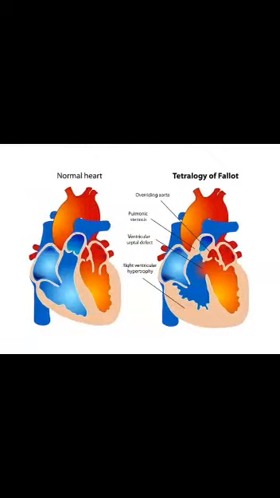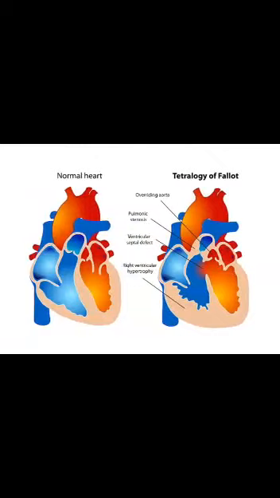You can see in this image, in overriding of the aorta, the aortic valve which opens to the aorta is enlarged and seems to open from both ventricles rather than from the left ventricle only, as in a normal heart. In this defect, the aortic valve sits directly on top of the ventricular septal defect. That is called overriding of the aorta.